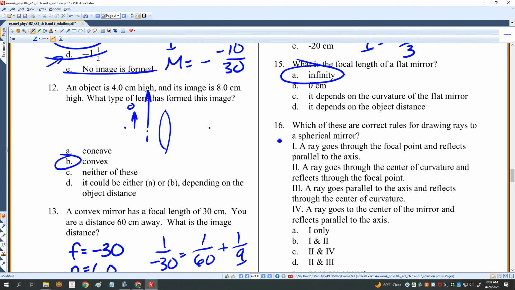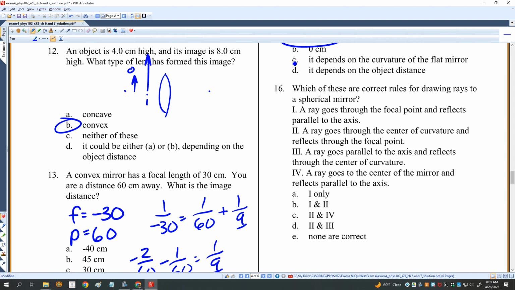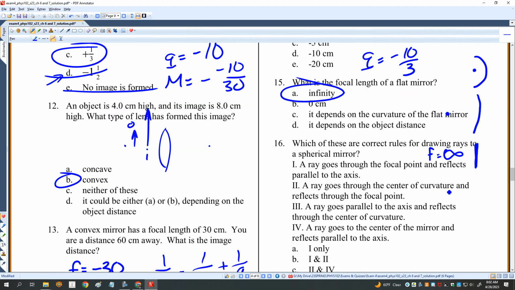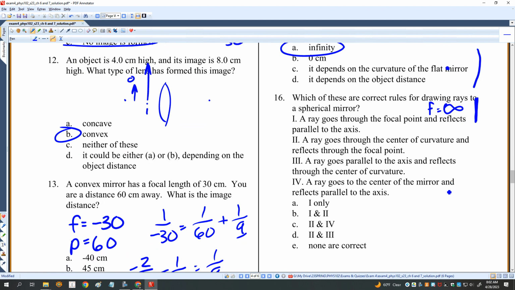Infinity, we talked about that. What are the correct rules? Let's go back to this. So here, if I have a mirror that looks like this, the focal point's here. If the mirror gets flatter, the focal point moves out here. If it moves flatter, then the focal length goes to infinity. It's bigger and bigger as the mirror gets flatter and flatter.